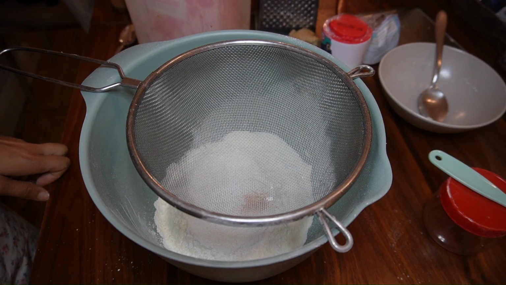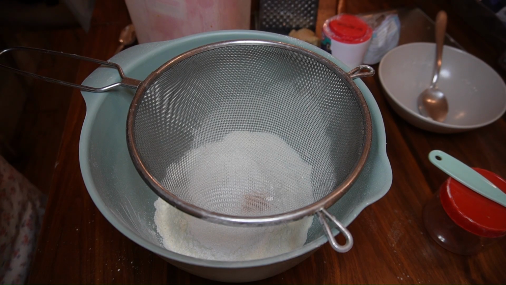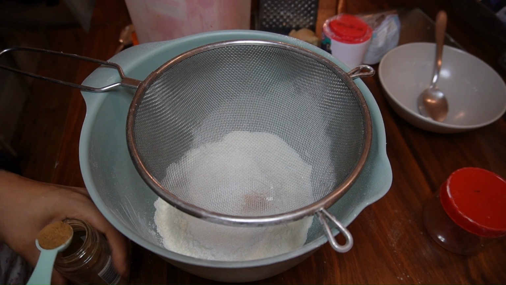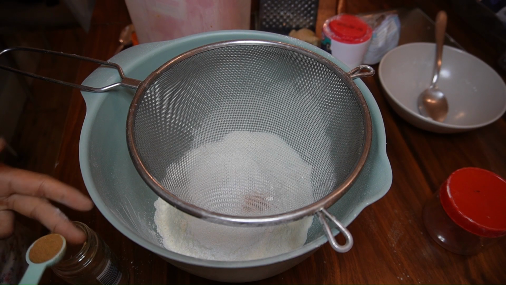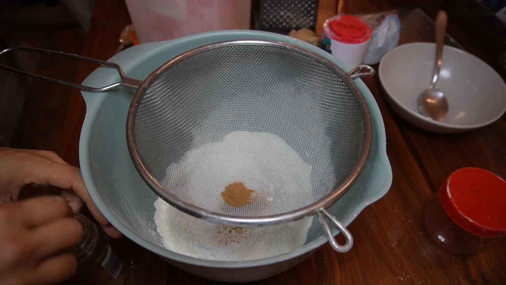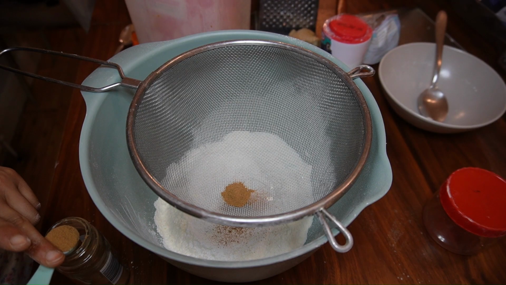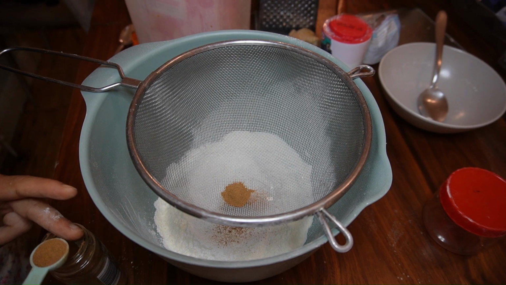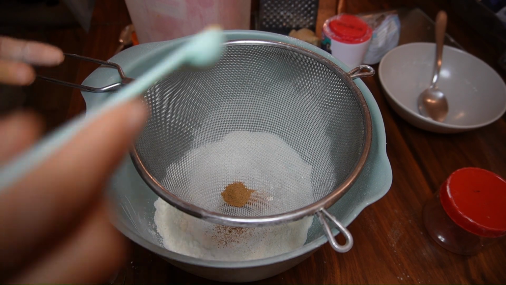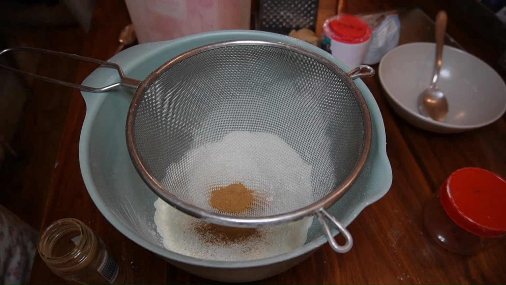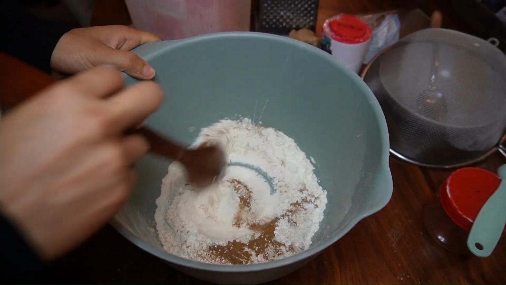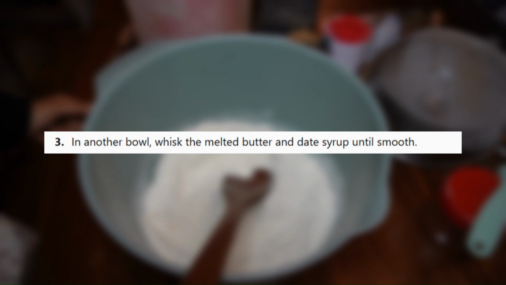Okay, and now 1 teaspoon of ground cinnamon, the good stuff. I like to use Ceylon cinnamon. Ceylon cinnamon is the Sri Lankan cinnamon, and it's what's known as true cinnamon, and I just really like the flavour of it. I think it has more of a richer flavour. Stir it. In another bowl, whisk the melted butter and date syrup until smooth.